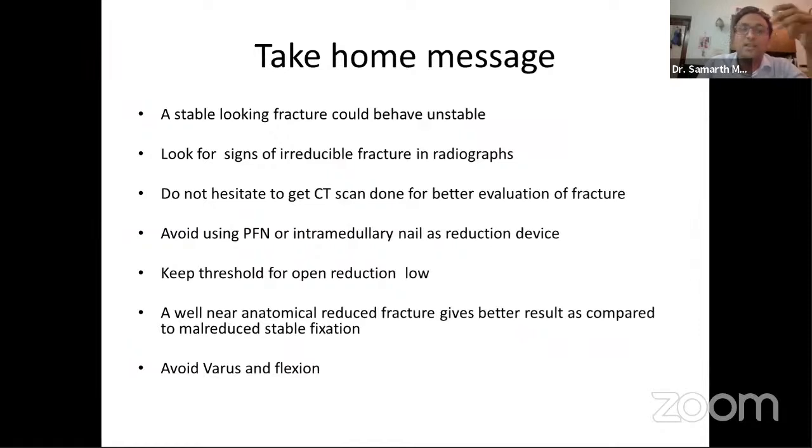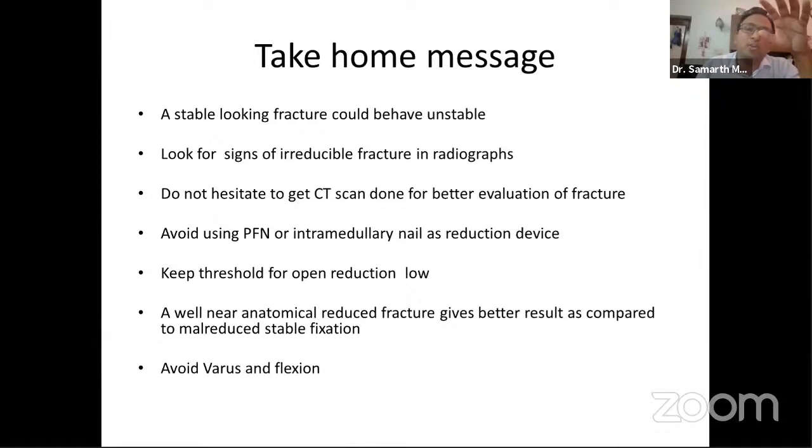So the take home message is a stable looking fracture could behave in a very unstable manner. So always look out for signs of irreducibility whenever you're going to fix intertrochanteric fractures. Do not think that all intertrochanteric and subtrochanteric fractures will reduce for themselves when you take them on the fracture table. Do not hesitate to get a CT scan if you feel there is something wrong with the fracture or if you see the fracture pattern is a little odd.